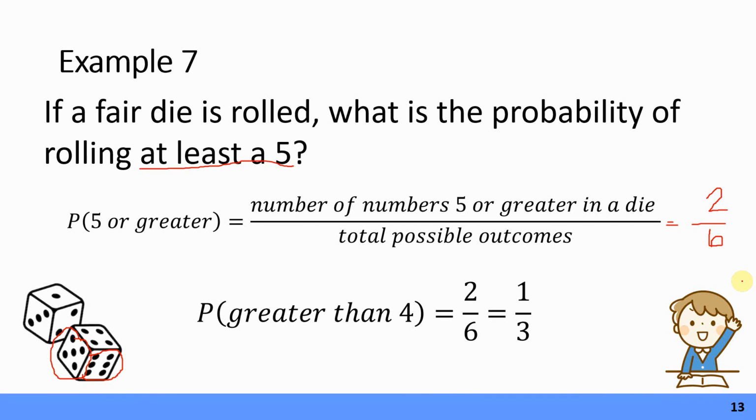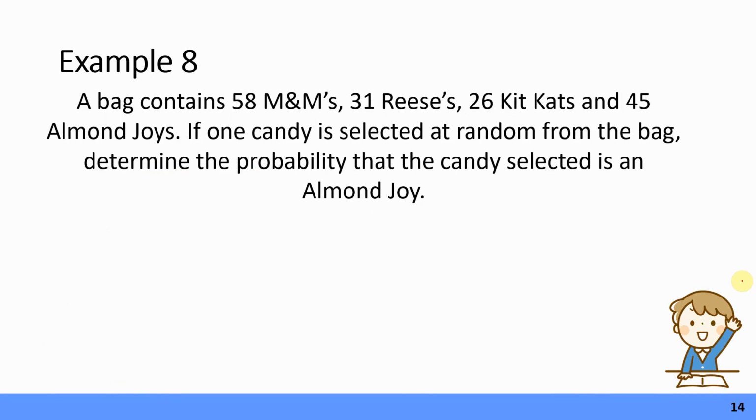All right, so enough with dice. Let's go ahead and make this a little better now. Again, yes, I'm hungry. That's why these problems have chocolates on them. I'm so sorry. So in this problem, we have a bag, right? The bag contains a total of 58 M&Ms, 31 Reese's, 26 Kit Kats, and 45 Almond Joys. All right, so we have a bag that has all of these candies in it. Now the question is, if you were to put your hand in there and select one candy at random, what is the probability that the candy is an Almond Joy?